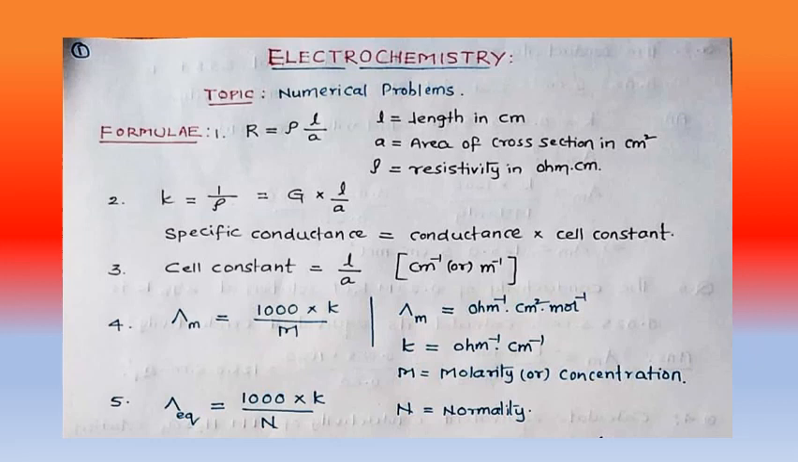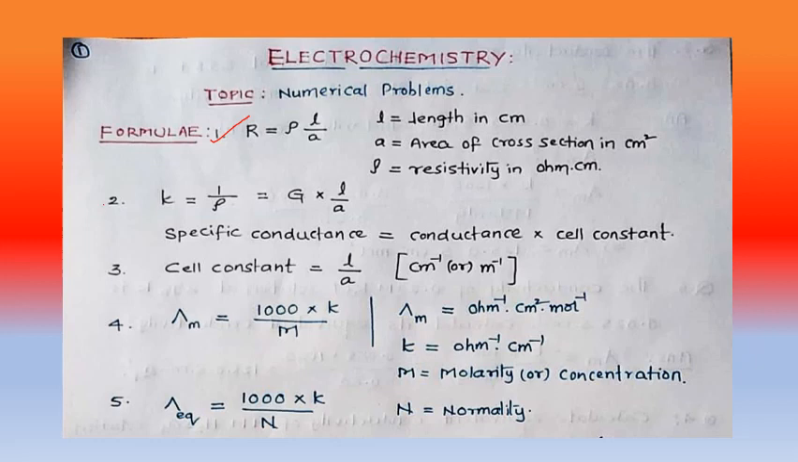Students, the topic is numerical problems. First, formulae. Now we will see the important formulae to be used for solving numerical problems. Okay students, first formula: resistance R equals rho into L by A. L is length in centimeter, A is area of cross section in centimeter square, rho is the resistivity. What is the unit? Ohm centimeter.